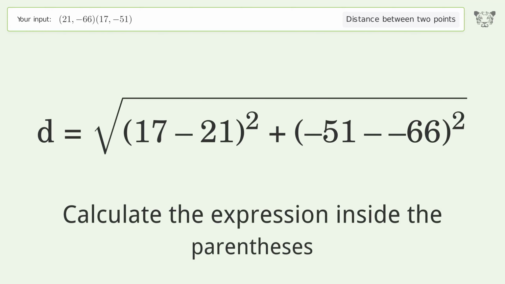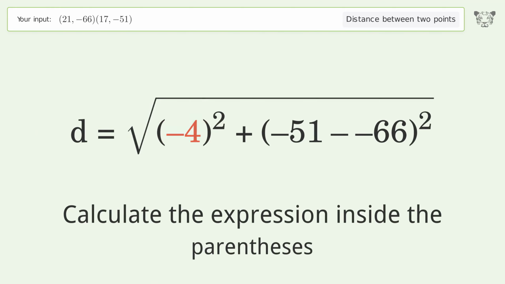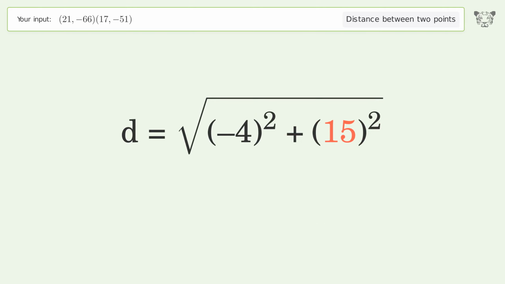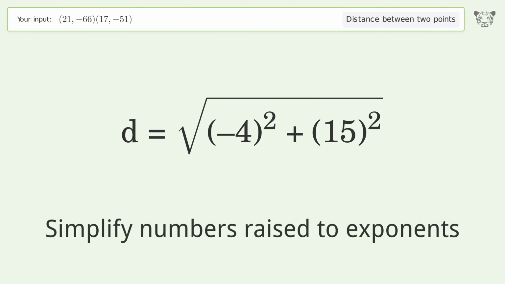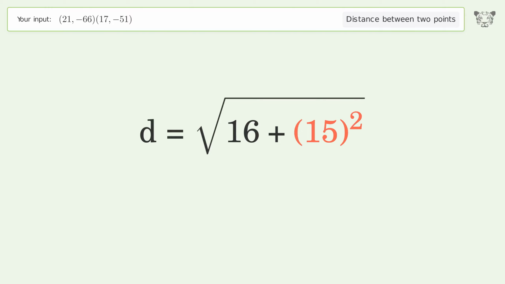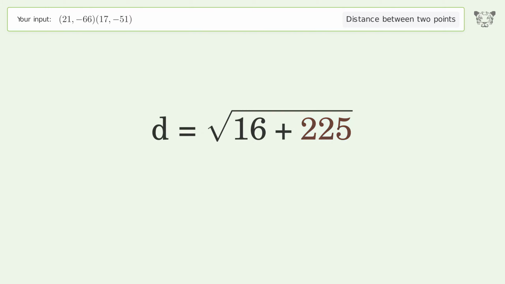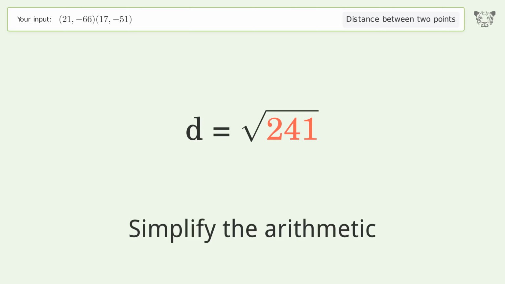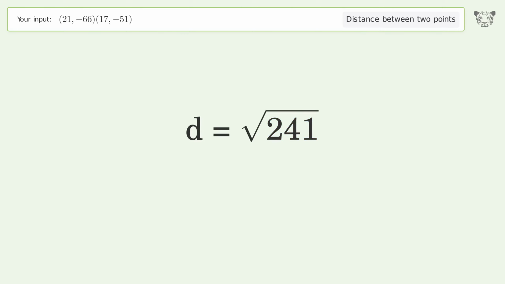Calculate the expression inside the parentheses. Simplify numbers raised to exponents. Simplify the arithmetic. And so the distance between the 2 points is the square root of 241, or 15.524.